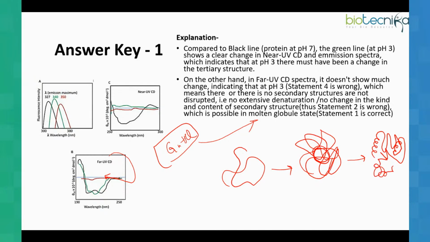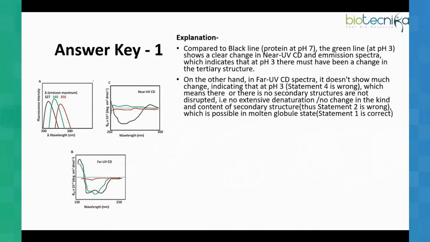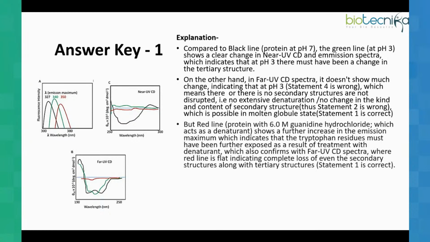So when you are treating with guanidinium hydrochloride over here, it is possible that the helices or secondary structures are not disturbed, they are still there, but the protein loses its intricate folds and contacts. So somewhat the secondary structures are maintained. That is why in the far UV CD you can see that the green line and red line are more or less similar, which suggests that they must have been in the molten globule state.